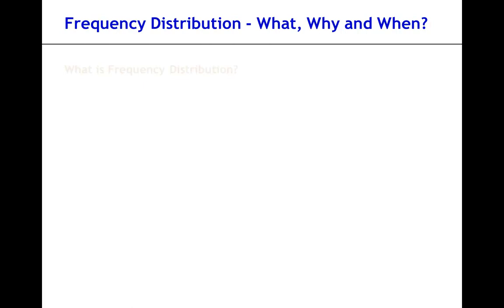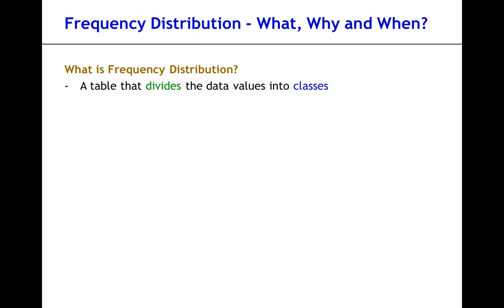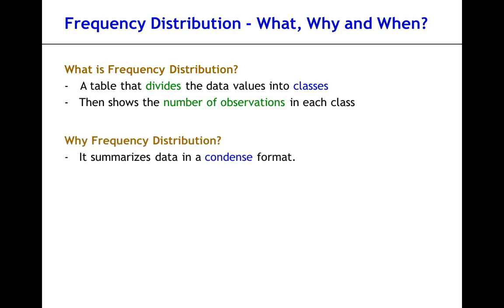What is frequency distribution? Well, it is a table that divides the data value into classes and then shows the number of observations in each class. Very similar to frequency table we encountered earlier for discrete data, except that the data is now divided into classes or groups and not into discrete categories. The purpose is to condense the data so that they can be easily understood.